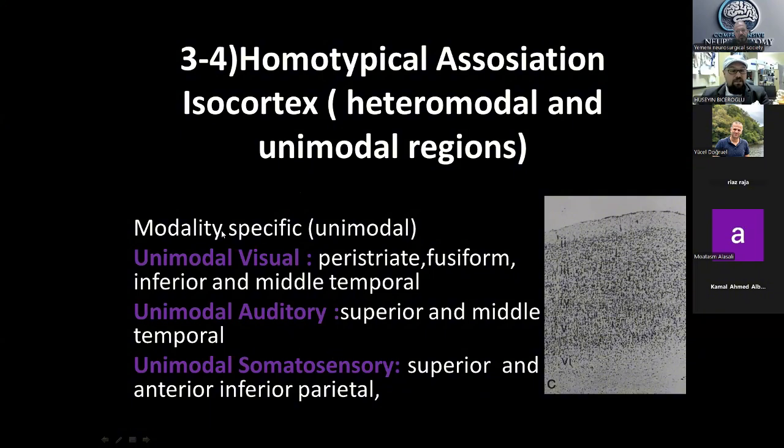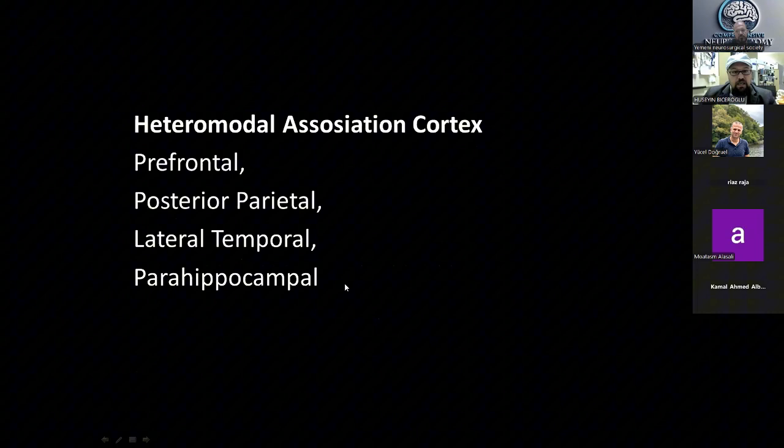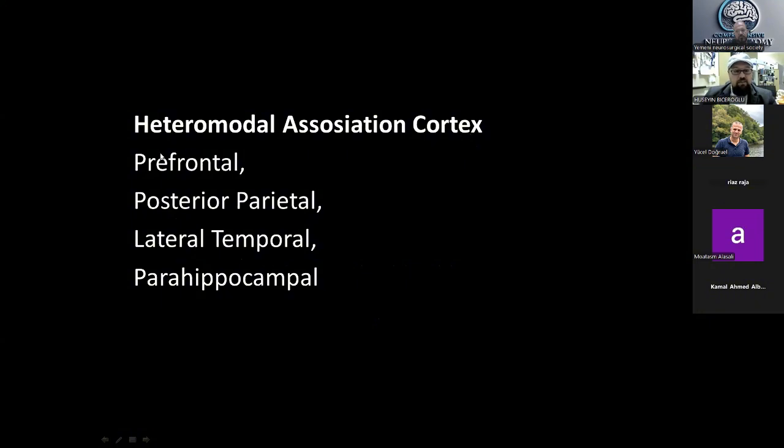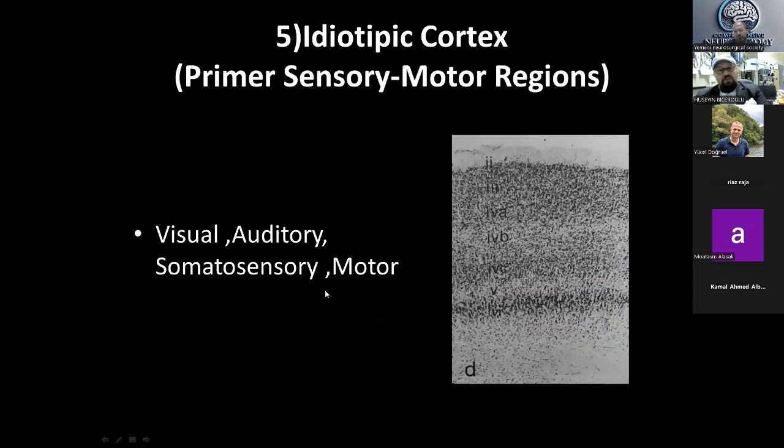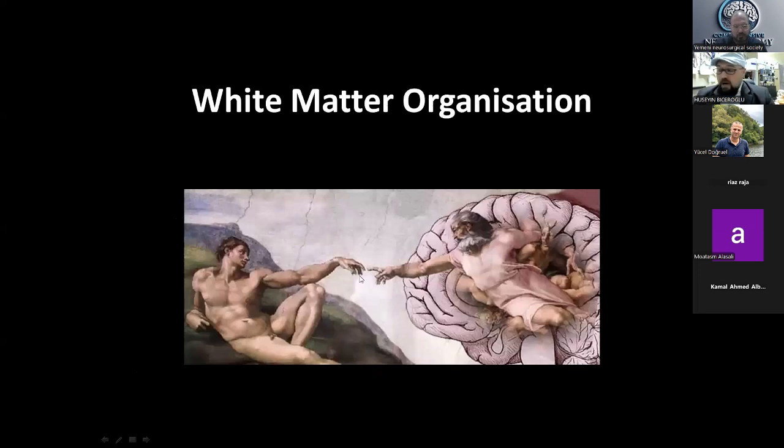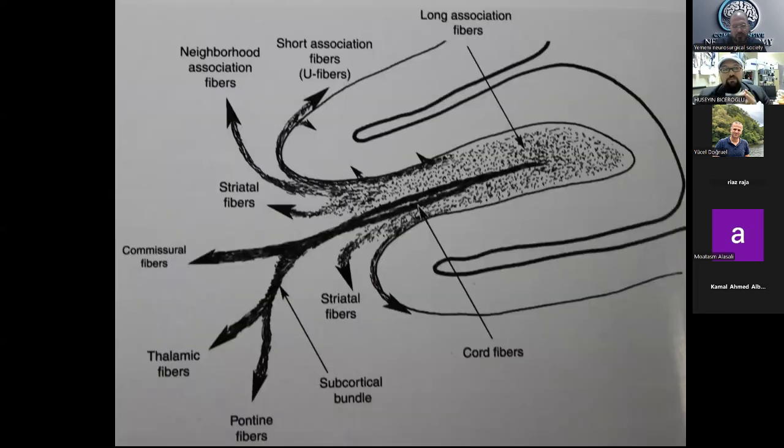Homotypical association cortex are unimodal visual, unimodal auditory, or unimodal sensory. The peristriate area, fusiform area, which is also responsible for face recognition and object recognition, and the middle temporal region. And the heteromodal association cortex, which are the prefrontal cortex, posterior parietal, lateral temporal, and parahippocampal regions. And of course, the idiotypic cortexes: visual, auditory, somatosensory, and motor regions. Now look at the white matter organization here.